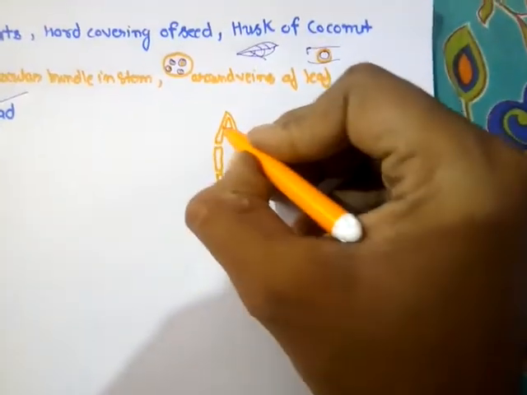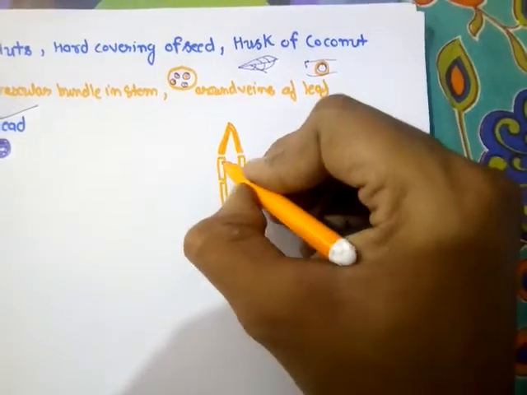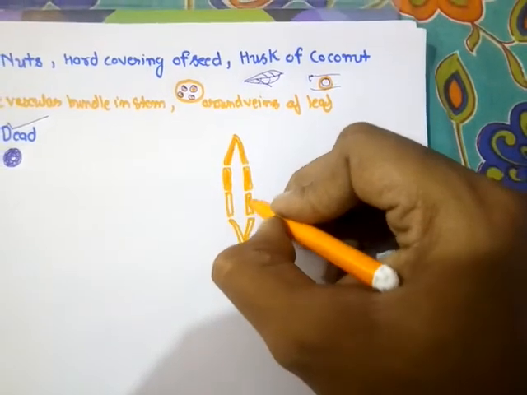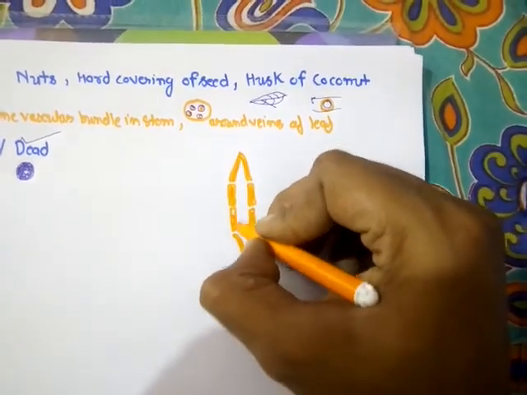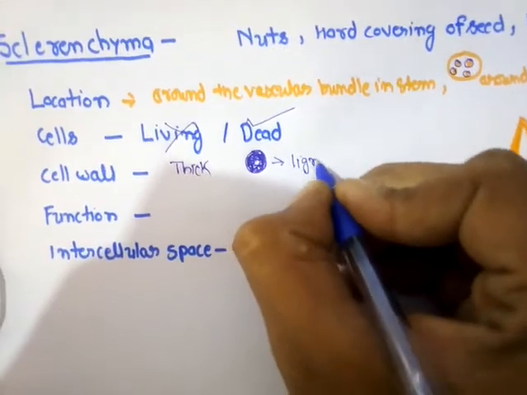Here you can see the diagram of the sclerenchyma. This is the cell wall, and the cell wall is greatly thick. Now the question arises, why is the cell wall of the cells of sclerenchyma very thick? Because the cell wall of sclerenchyma has a chemical that is called lignin.